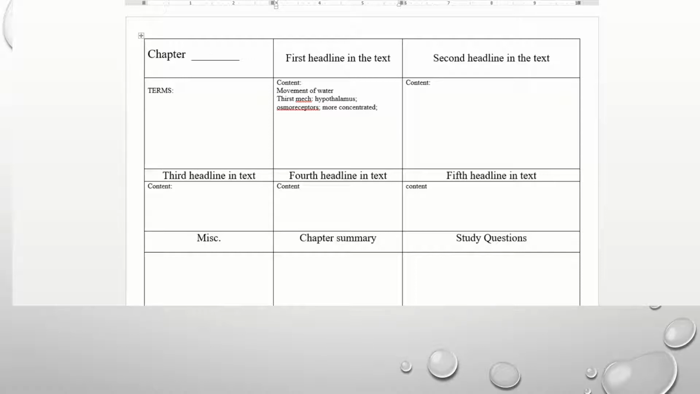Okay, so now your ADH is a hormone, antidiuretic hormone. The hypothalamus releases it through the posterior pituitary gland. This controls how much fluid leaves the body in the form of urine. So the ADH promotes reabsorption of the water into the blood from the kidney tubules. This is why we get the symptoms of dehydration.